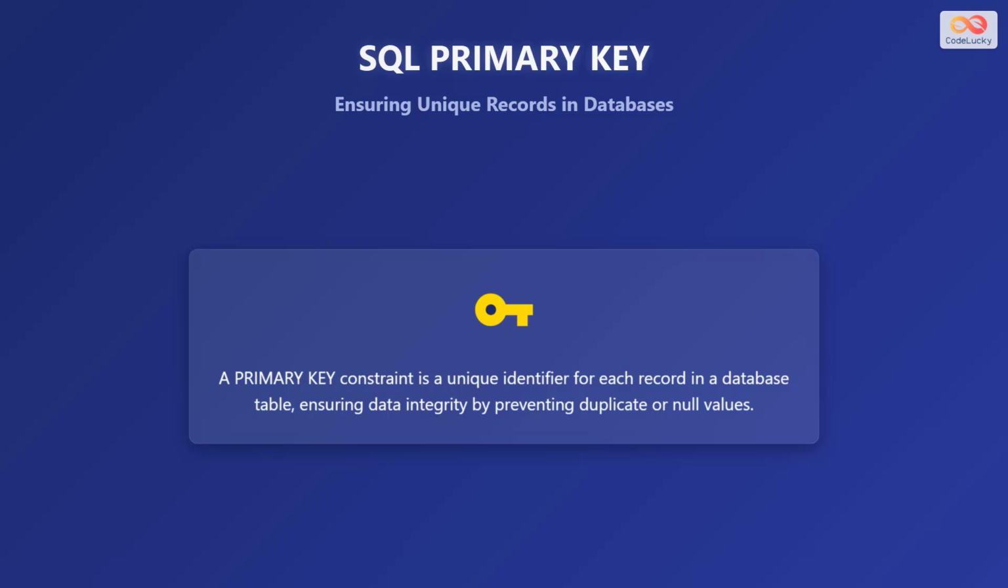Let's explore SQL primary keys. Primary keys are essential for ensuring unique records in databases. A primary key constraint serves as a unique identifier for each record within a database table. This ensures data integrity by preventing duplicate entries or null values.